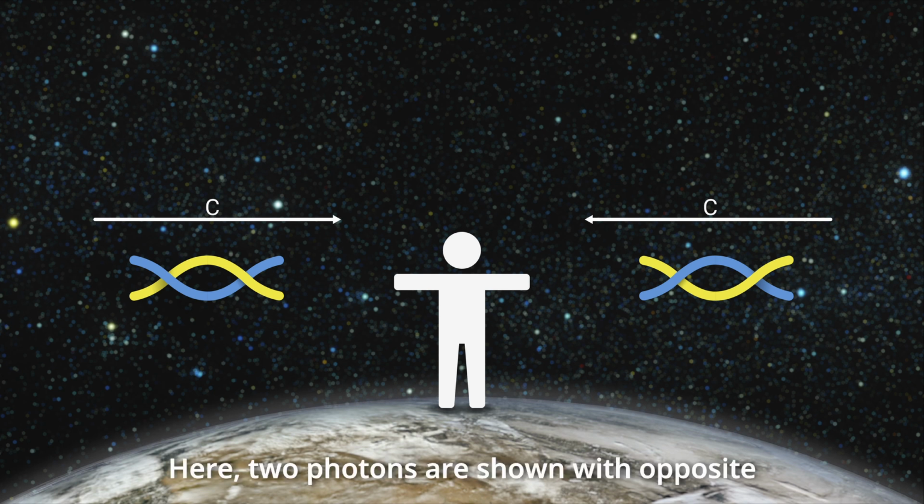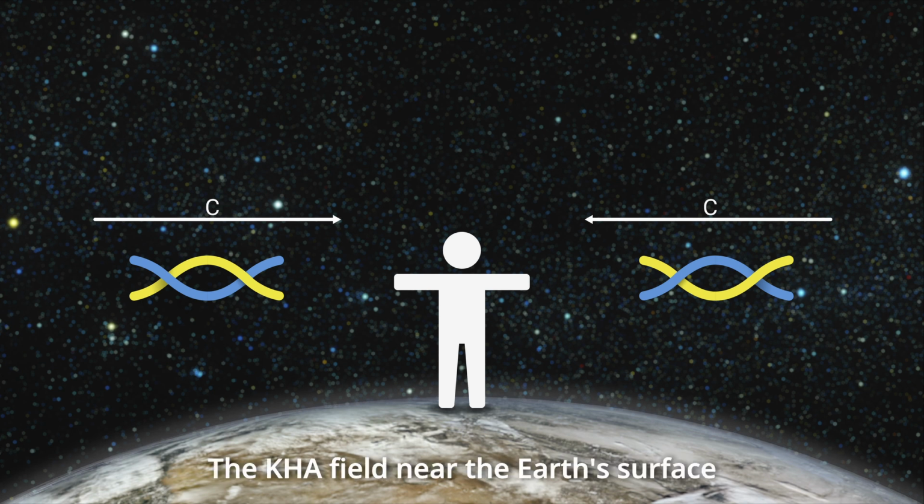Here, 2 photons are shown with opposite directions, but with the same speed, c. According to the Carr theory, a photon consists of a positive and a negative helix that move together in the direction of the axis. The Carr field near the Earth's surface contains neutrinos that come from Earth, and this Carr field follows the Earth's surface. Therefore, the result is c for all measurements near the Earth's surface.